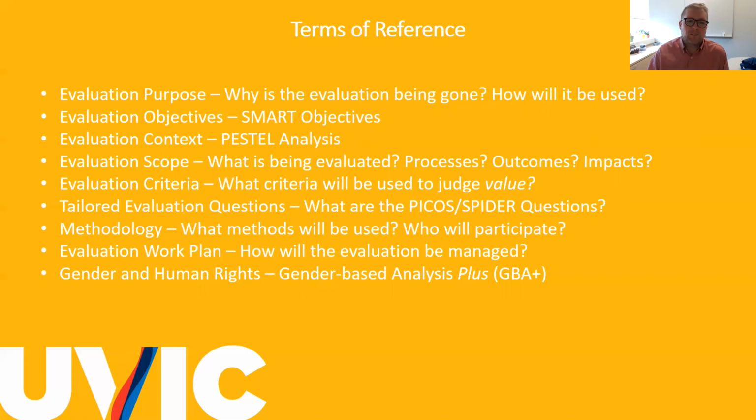This includes the evaluation purpose, which says why it's being done and how the results will be used, and the objectives, which are the SMART objectives that you have already developed for your proposal. Then the evaluation context. Sometimes this will be something like a PESTEL analysis, which looks at the political, environmental, technological context in which an evaluation is being conducted. It's one of the preliminary evaluation strategies that we'll cover in a little bit, and that is talked about more extensively in your textbook and in the example reading.